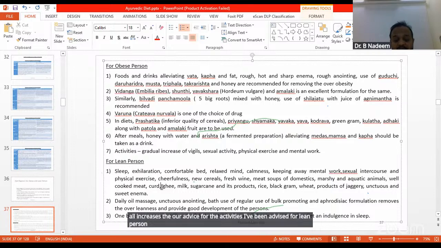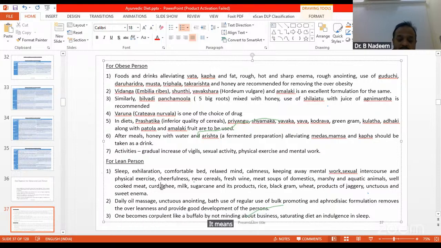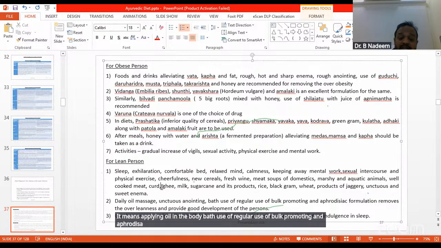Now also daily massage, unctuous anointing, that is, applying oil on the body, bath, and regular use of bulk-promoting and aphrodisiac formulations remove excess leanness and provide good development of the body.